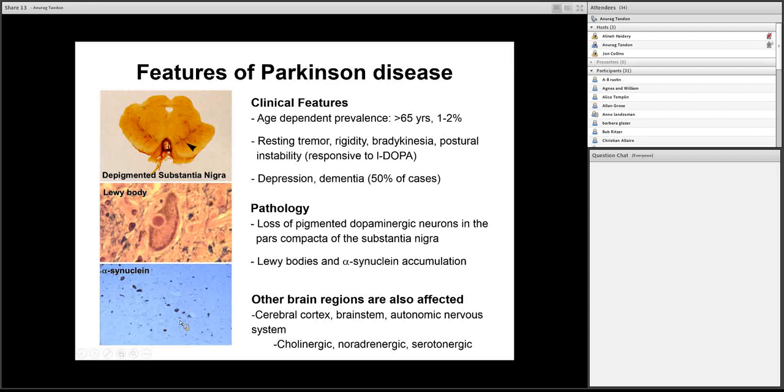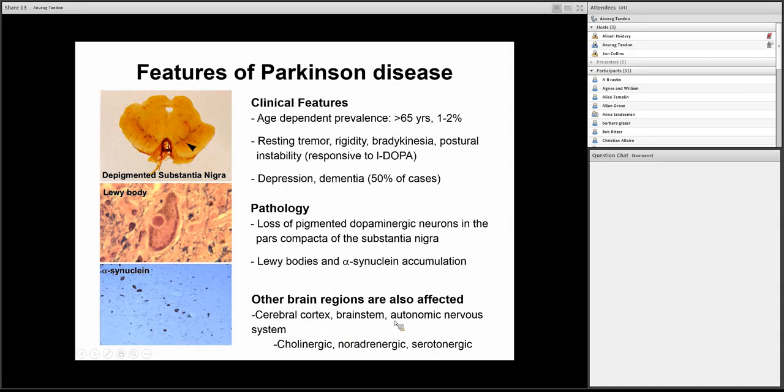I also want to mention a couple other things. We always think of Parkinson's disease as a dopaminergic disorder, and that's related to changes in the substantia nigra, and those neurons in the substantia nigra project to the striatum. However, there's quite a bit of other pathology that's also apparent in PD, and there's involvement of the cerebral cortex, particularly the brainstem.